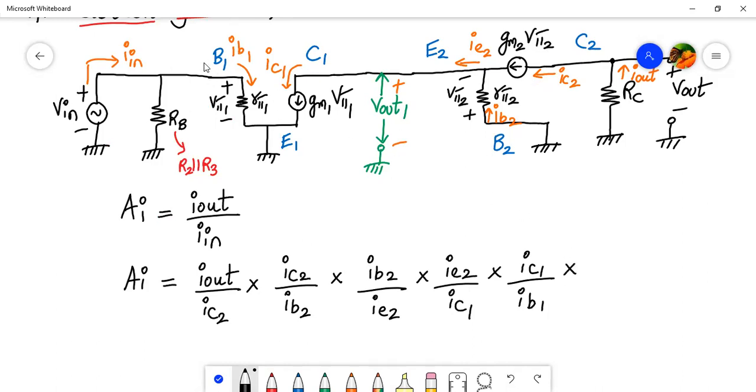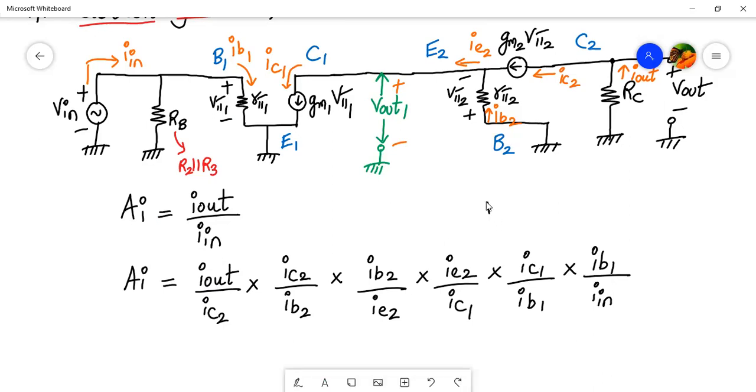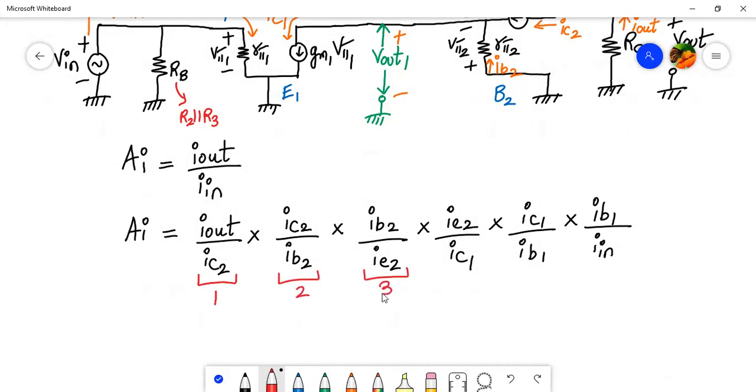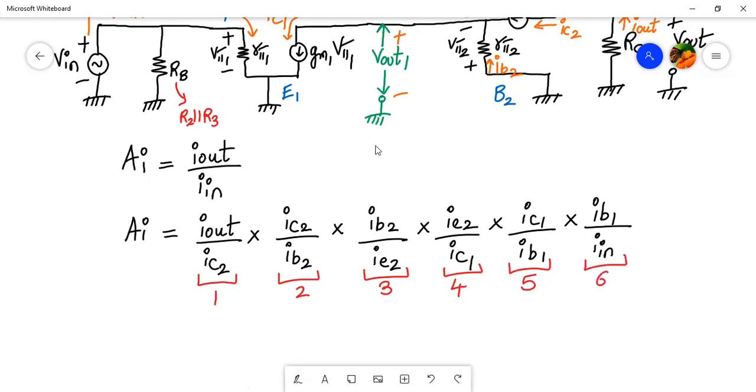And finally, we have IB1, this is the base current, divided by I in. So it will be IB1 divided by I in. If you look carefully, you will get back the original expression I out upon I in only, right? So we have to find this intermediate current everywhere. So let us denote these as some terms, quantities. This is 1, this is 2, 3, 4, 5, and 6. And let us find them one by one.